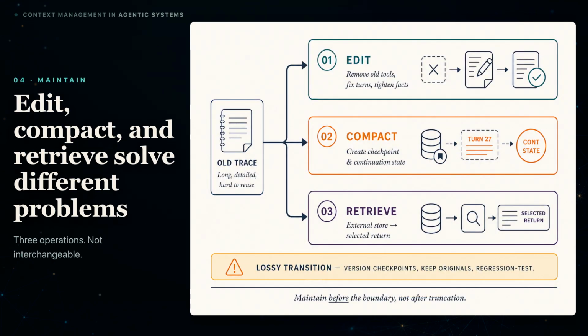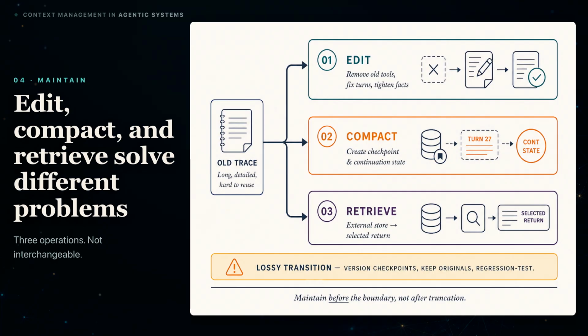As the interaction grows, maintenance has three distinct operations. Editing removes material that is no longer useful, such as old tool results or duplicated observations. Compaction replaces detailed history with a smaller continuation state or structured checkpoint. Retrieval keeps durable material outside the active window and brings back selected evidence when needed. These operations are not interchangeable.